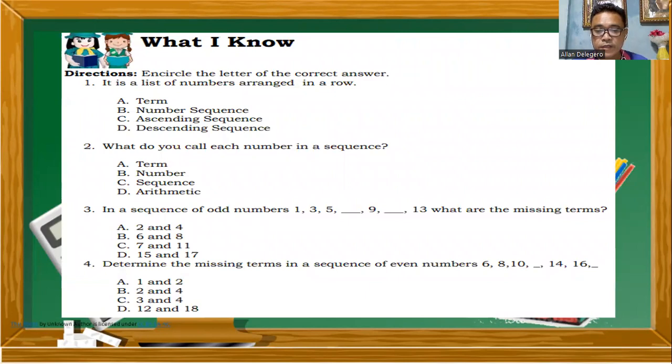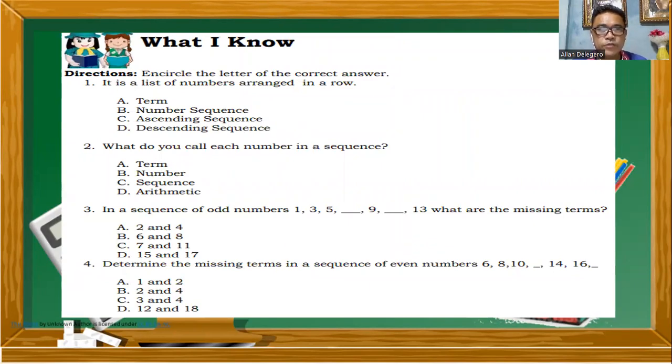Now, let's see how much you already know about the lesson. Encircle the letter of the correct answer. Number 1. It is a list of numbers arranged in a row. A, term. B, number sequence. C, ascending sequence. D, descending sequence.